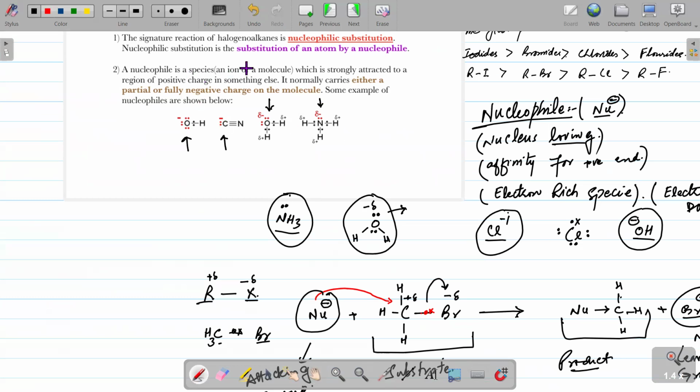So a nucleophile is a species which can be an ion, and remember, it can be either negatively charged or it can be neutral, as we can see from our examples. It is strongly attracted to a region of positive charge in something else. For example, it normally carries either a partially or fully negative charge on a molecule, as we saw in these examples. Is it clear?